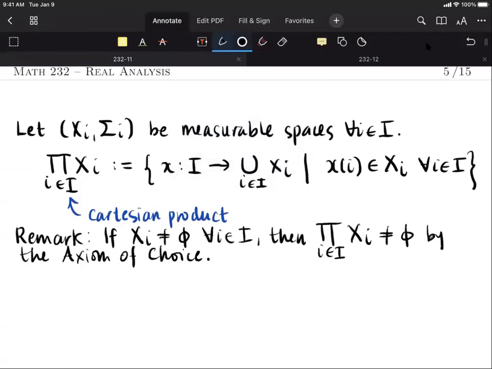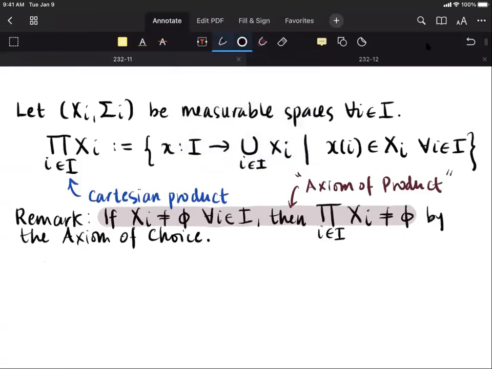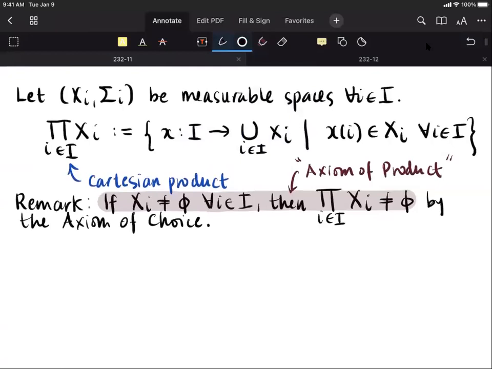So we will not deal in detail with that set theoretic aspect, but the axiom of products, that is the statement here, is equivalent to the axiom of choice. So this is sometimes called the axiom of product. This guarantees the non-emptiness of the Cartesian product of an arbitrary collection of sets.